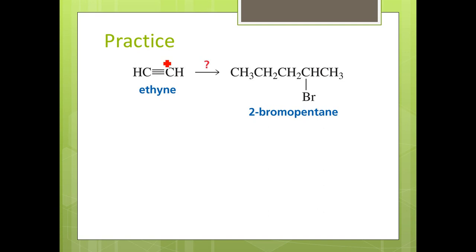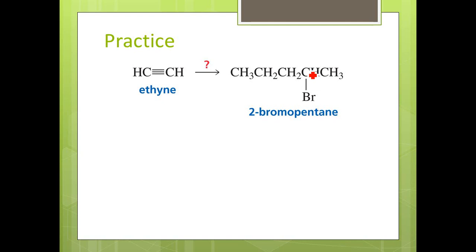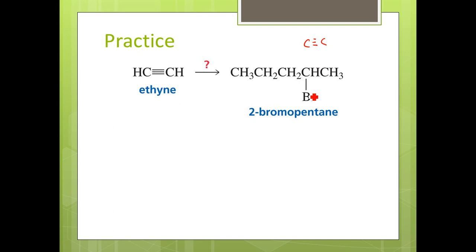Alright, so let's practice another one of these. We're going to turn a hexyne into a bromopentane. Again, about the only thing we can do is make this thing longer, or we can actually add bromines to it or whatnot. So we're going to try to do the same type of thing where we think backwards.